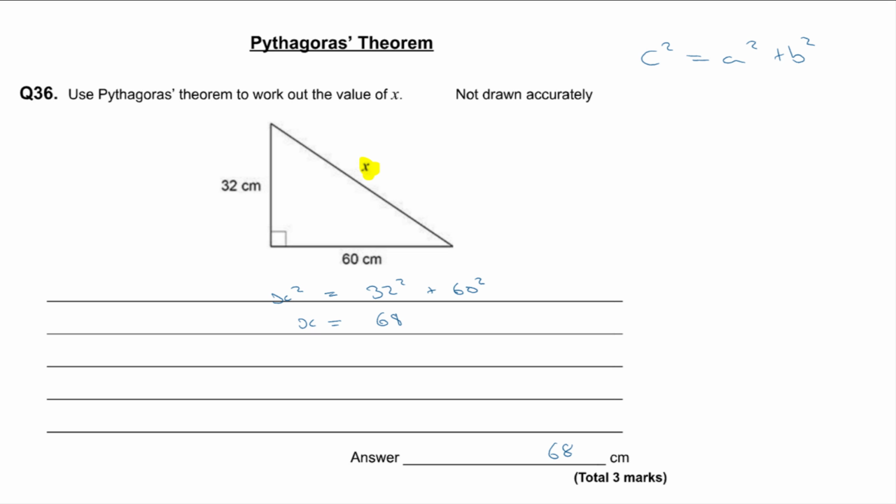Now, I do recommend writing this down though, because you are banking your marks as you go along. If you just write down 68 and you mistype something into your calculator, you're throwing all those 3 marks away if you get it wrong. So make sure you've actually written down what you type into the calculator.